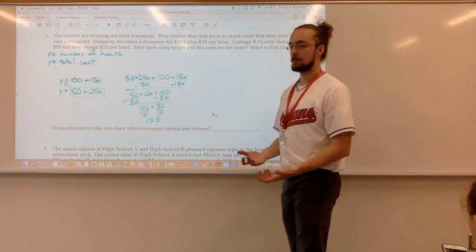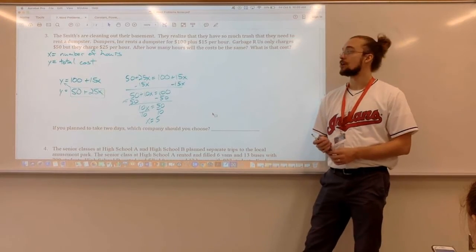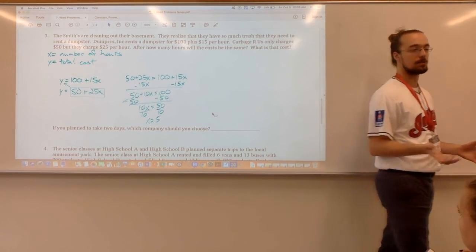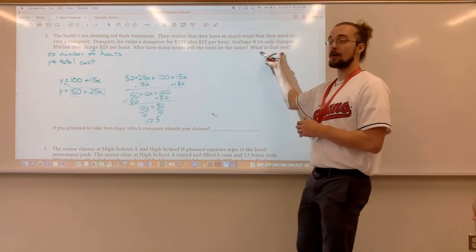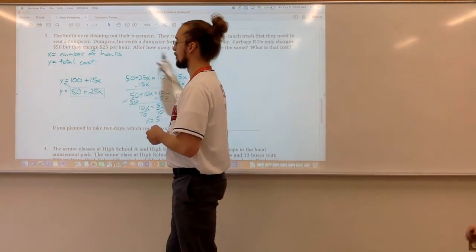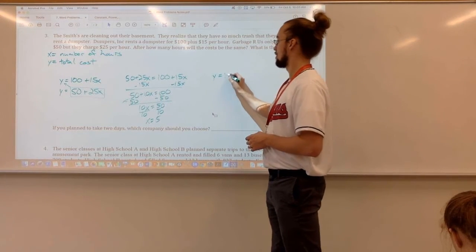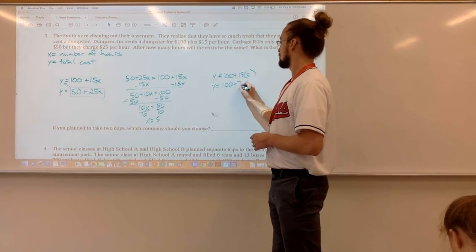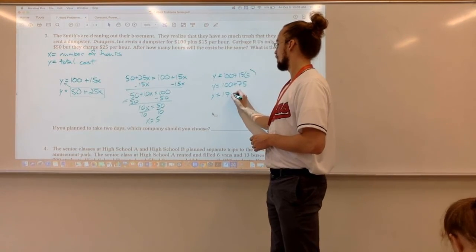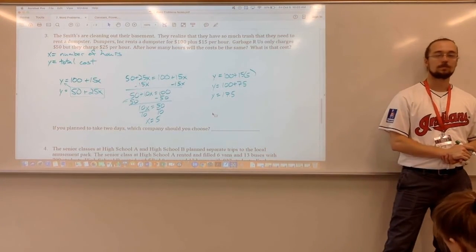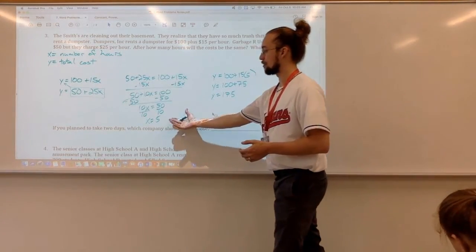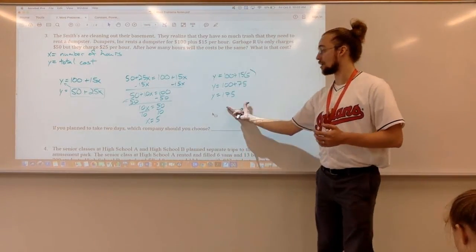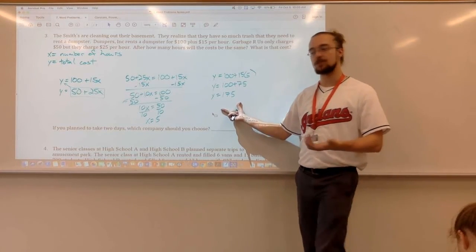So what does that mean? What did we just find? That's the number of hours to make it be the same, exactly. After 5 hours, these two dumpsters would cost the same amount. So let's figure out what that amount is. I'm going to plug the 5 back into either equation for x. So 100 plus 15 times 5, so 100 plus 75. y is 175. So after 5 hours, these will be the same cost, and that cost is $175.